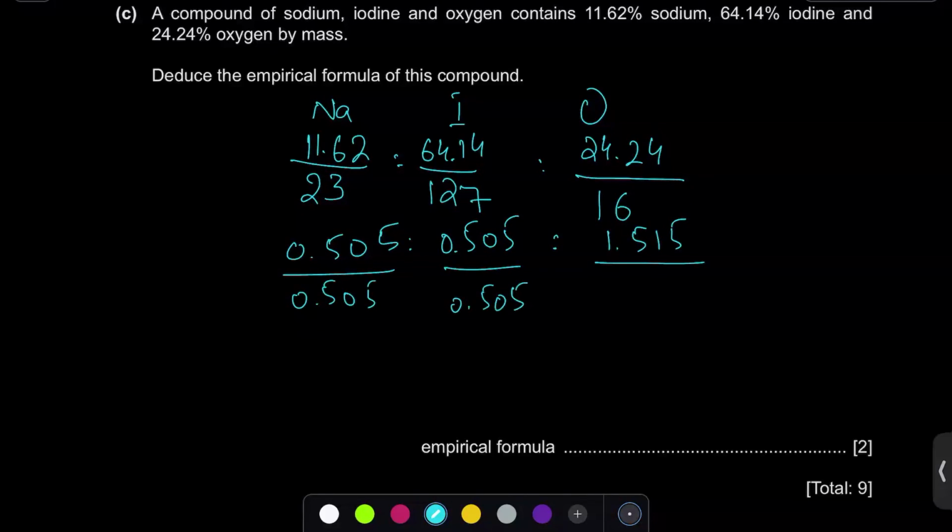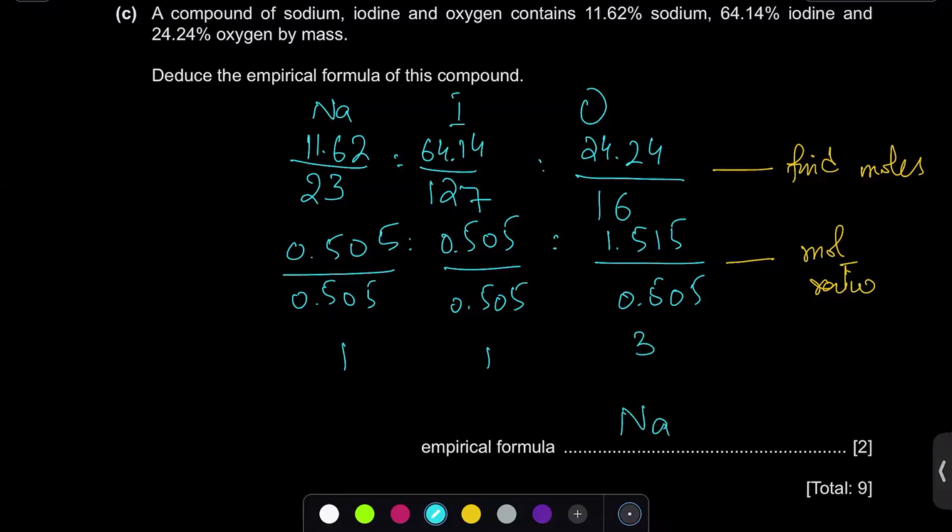because empirical formula में आपके पास 2 steps होते हैं. You can clearly see कि यहाँ पे 2 steps क्या हैं. सबसे पहले हमने निकाले moles by dividing by AR, and now we're finding mole ratio. That's what we're doing. And the empirical formula always gives you the mole ratio. So it is 1, 1, and 3.